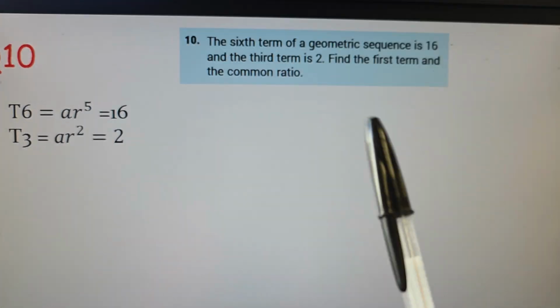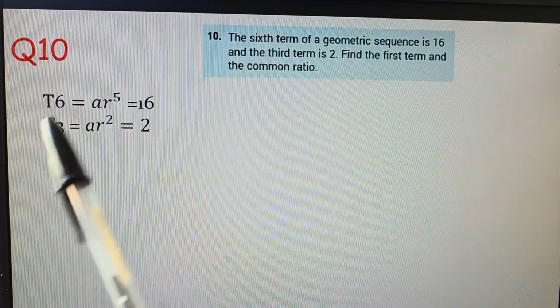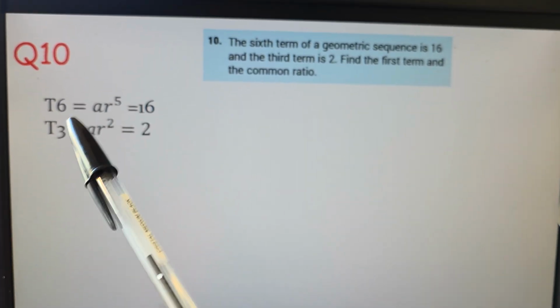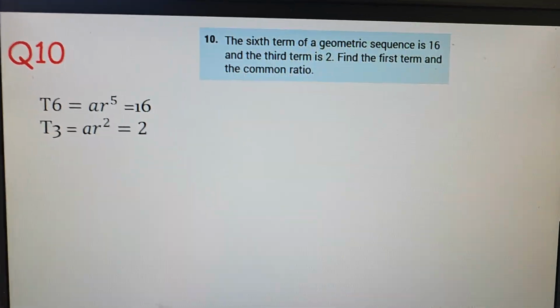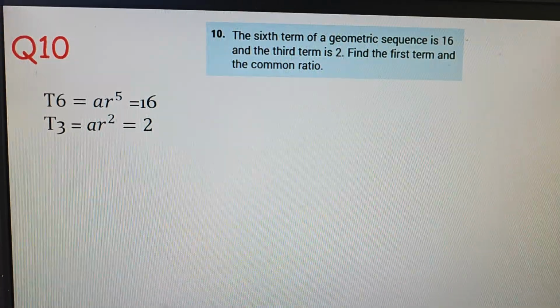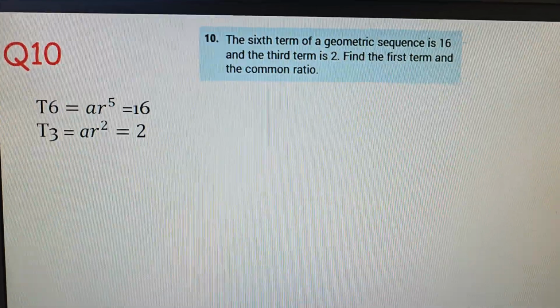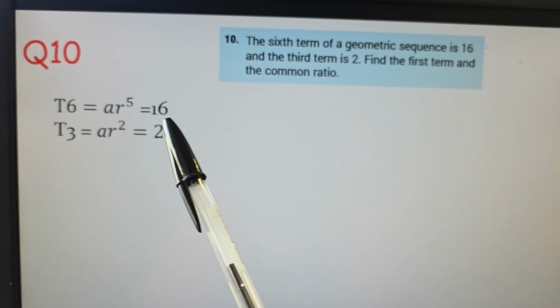Question 10. The sixth term of a geometric sequence is 16. Okay, so term 6 would be 16. Remember all the terms for geometric. A would be the first term, AR is the second term, AR squared is the third term, AR to the power 4 is the fifth term. AR to the power 5 then would be the sixth term. So AR to the power 5 equals 16.